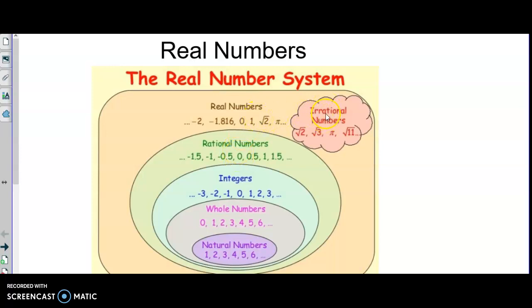And then we have irrational numbers. These are the ones that cannot be written as a fraction or a decimal. They're the numbers that don't end and they don't repeat. So those are our irrational numbers. Notice irrational numbers are out here in a little circle on their own. Integers are rational numbers because they're within that same circle, but irrational numbers are out here on their own. All of these types of numbers, though, are part of the real number system, so they are all real numbers.